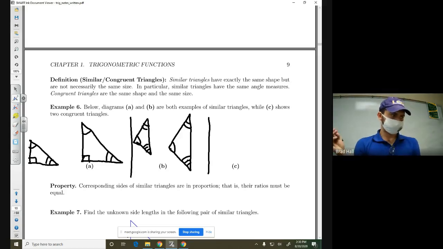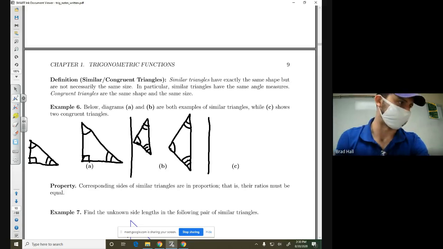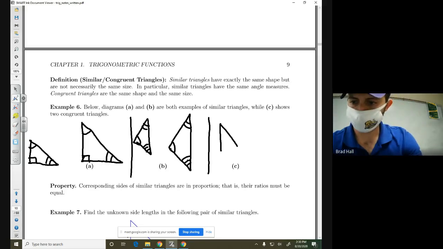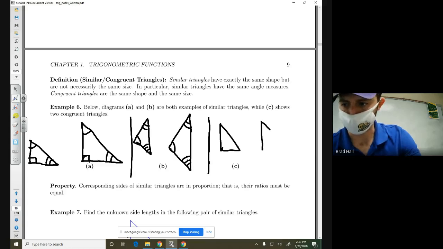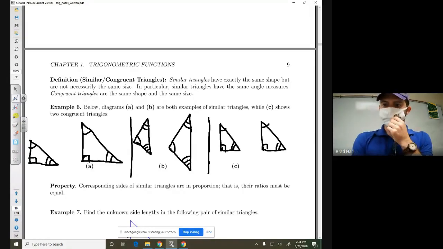Finally, part C, congruent triangles. Congruent triangles mean they're the same triangle. It means that the shape is the same and the size is the same, which means it's just an exact duplication. So we're not going to really talk about congruent triangles, but it's the same exact triangle. Same shape, same size. So A and B are both examples of similar triangles. Part C is two congruent triangles, which means they're the same.